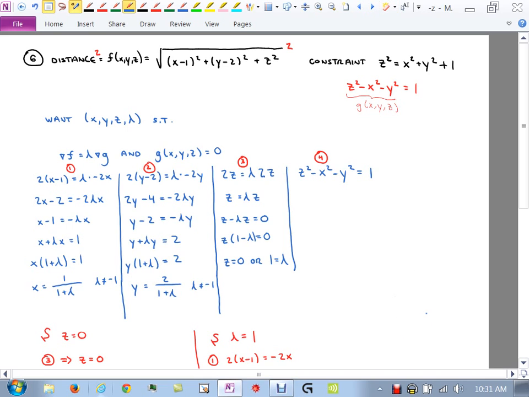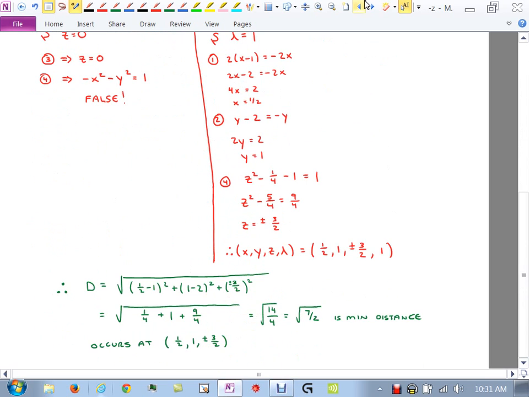Yes? Up here? That's a function of 3 variables. Yes. This is actually the function that represents the distance between a point in 3-dimensional space and the point 1, 2, 0. So that's what it is.